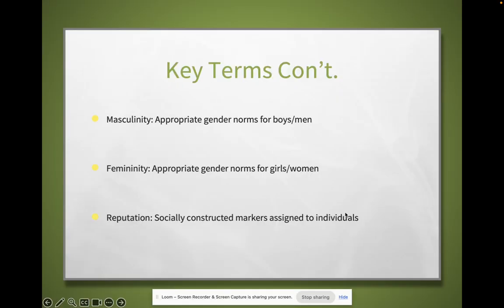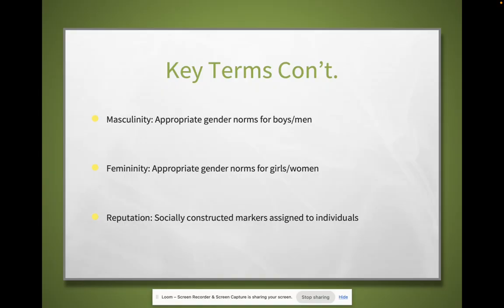Okay. And then one of the things I focused on in my data collection process is how people understand masculinity and femininity and how those things sort of operate for individuals who are living on college campuses. So masculinity refers to appropriate gender norms for boys and men, and femininity refers to appropriate gender norms for girls and women.